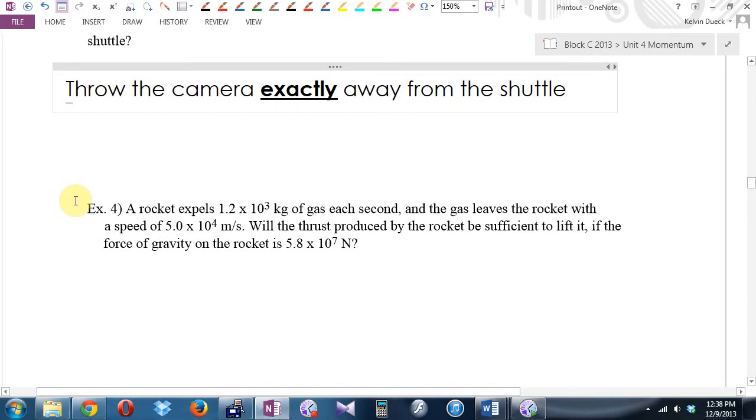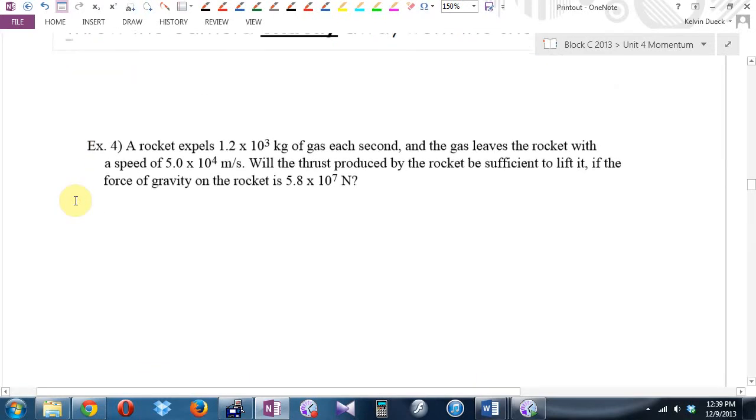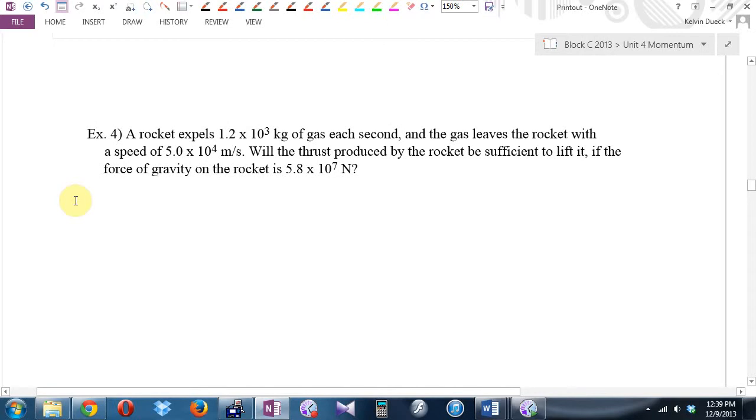Example 4. I think I like example 4. I think example 4 is a nice question. I haven't looked at my test yet, but this is twigging with me. It's rocket science, so maybe I just like it because it's rocket. I can't remember, but my little math nerd heart's going pitter-pat here.